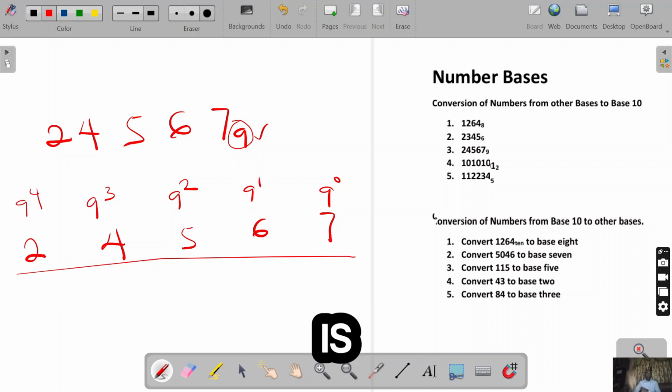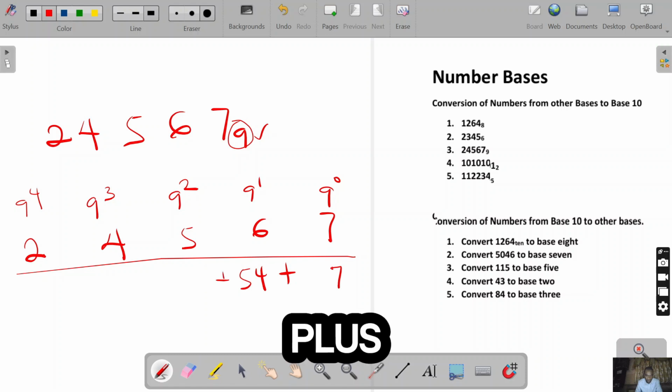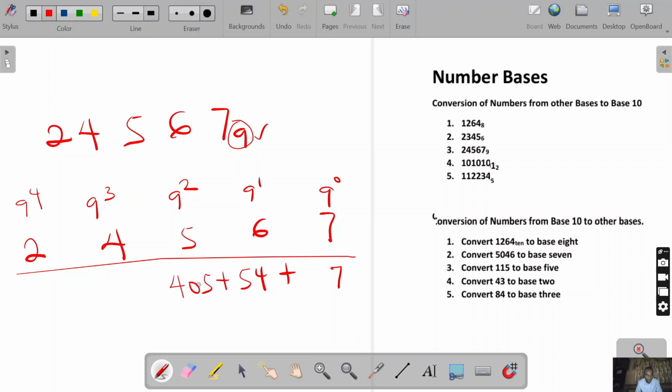So any number raised to power 0 is 1. 1 times 7 is 7. Plus 9 times 6 is 54. Then plus 9 times 9 is 81. 81 times 5 is 405. Then 9 times 9 times 9 is 729.